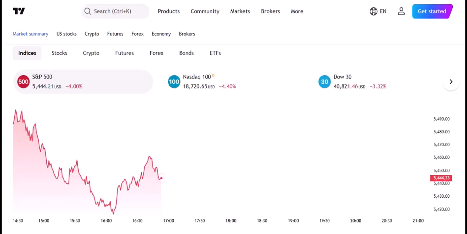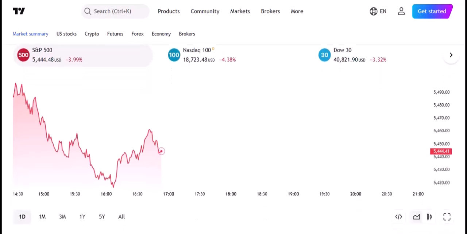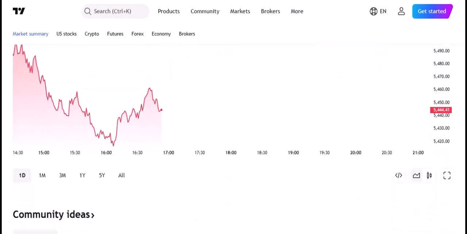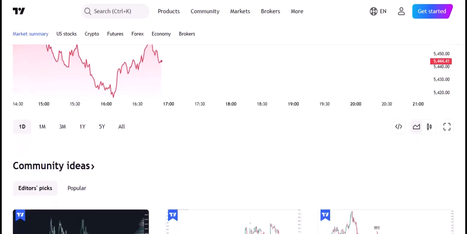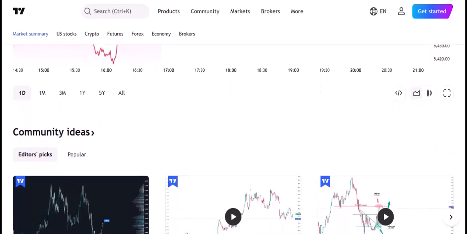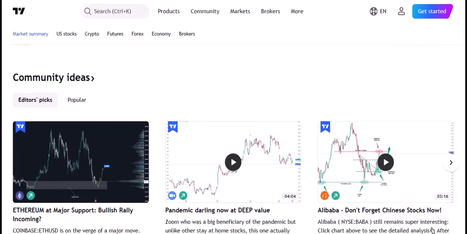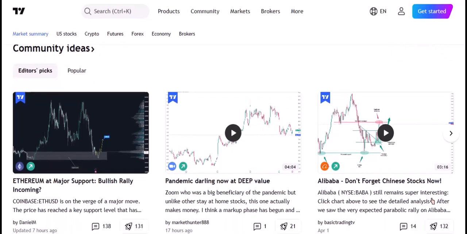Furthermore, TradingView provides a wide array of tools and indicators that can aid in your analysis. While the sheer number might seem daunting at first, you can start with the basics, things like moving averages or volume indicators, and gradually explore more advanced tools as your understanding grows.